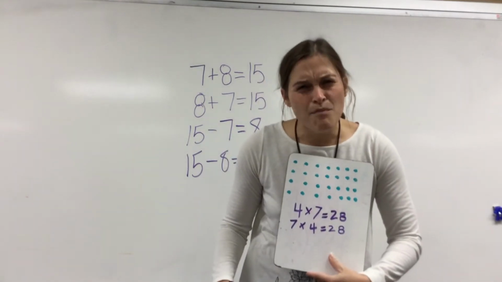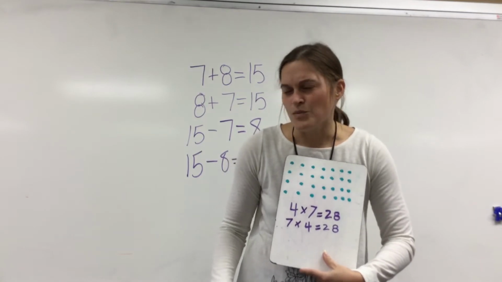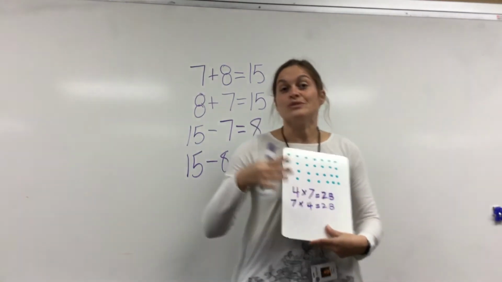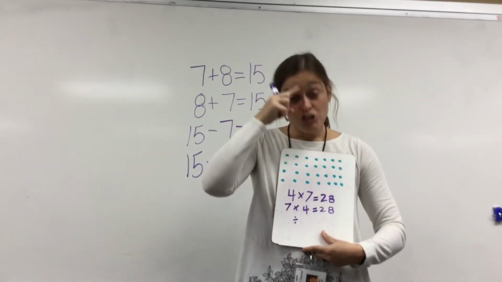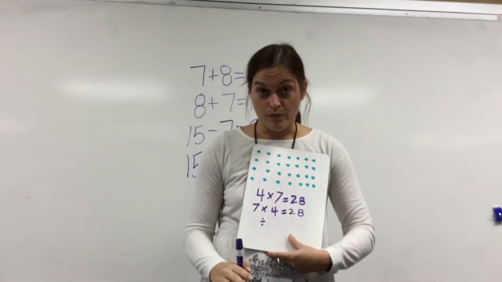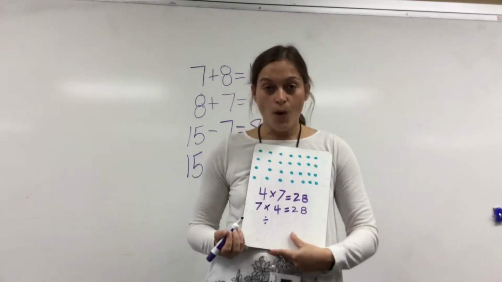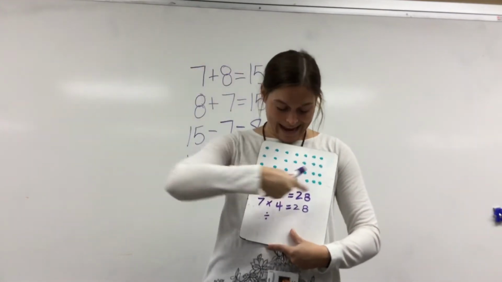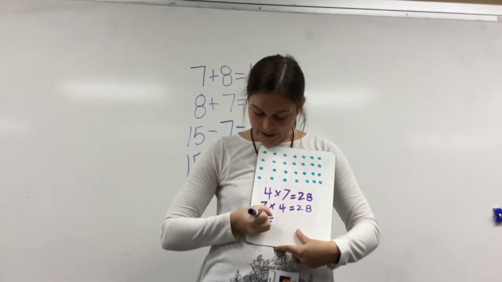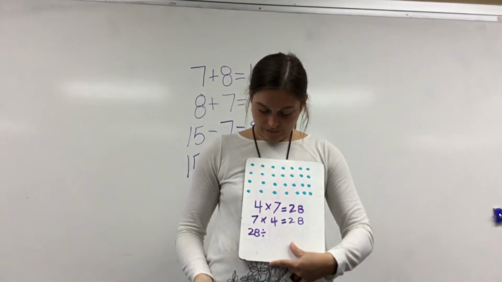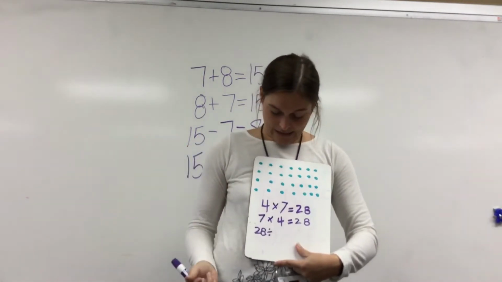What was the opposite of multiplication again? It wasn't addition. It wasn't subtraction. Division. So, just like in a subtraction problem, when I divide, I'm going to start with my total, the whole. How many dots did I have? Well, I had 28. Altogether, there are 28 dots.